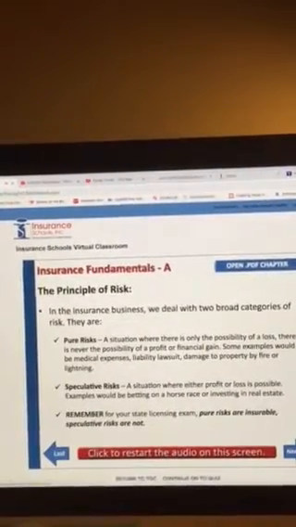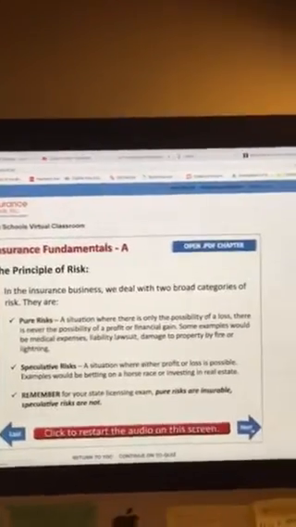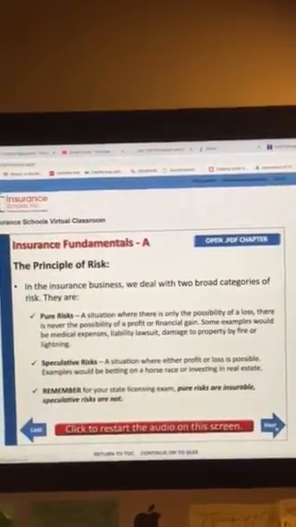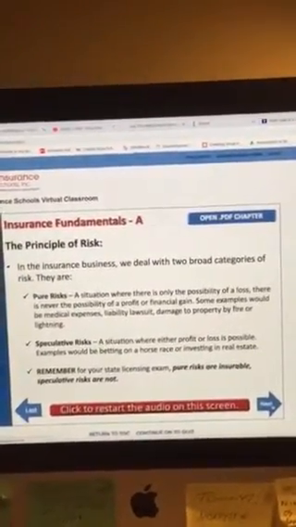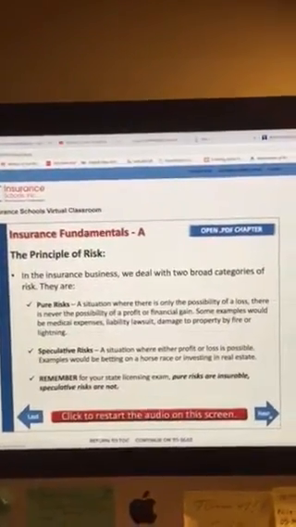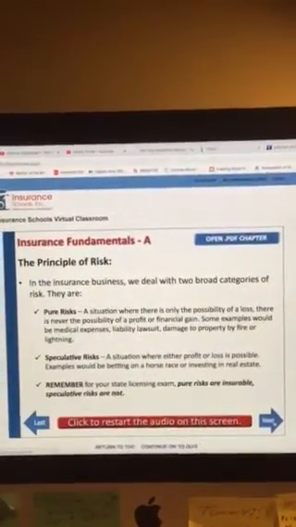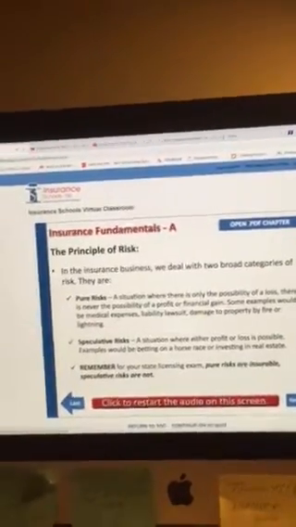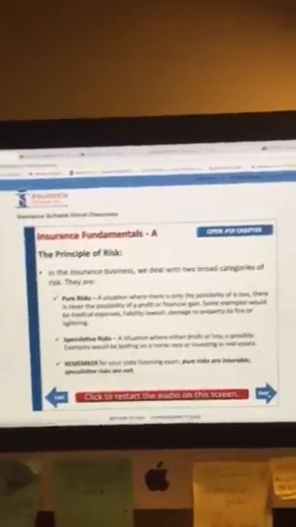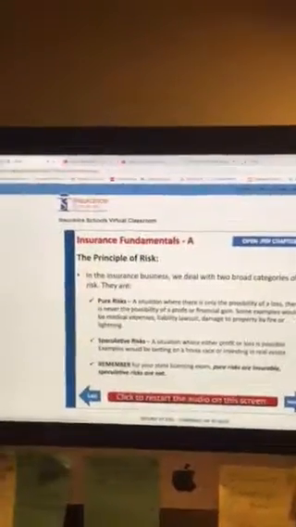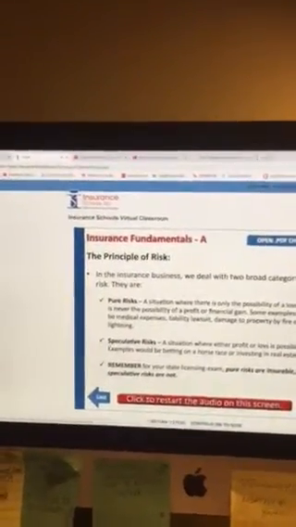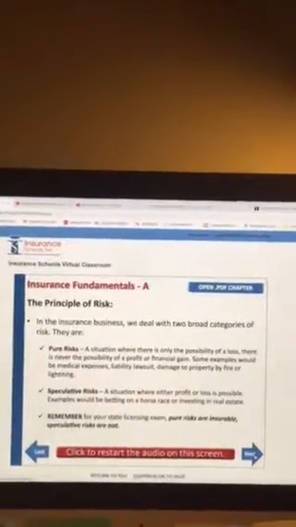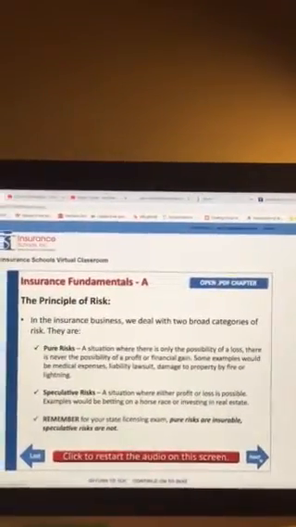The first category is pure risks. A pure risk is encountered in a situation where there is only the possibility of a loss. There is never the possibility of making a profit. Some examples would be the medical expenses incurred due to an accident, a liability lawsuit brought against an insured, or damage to property by fire or lightning. This is the type of risk that responds well to the law of large numbers, and is the type of risk for which insurance companies write policies.